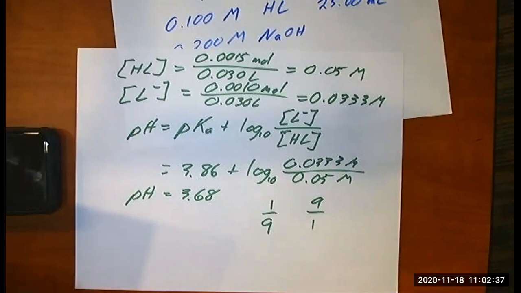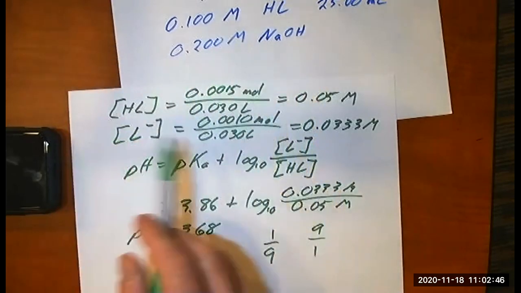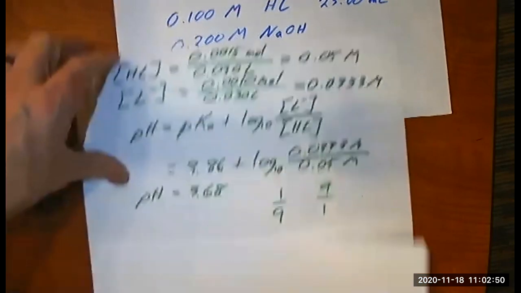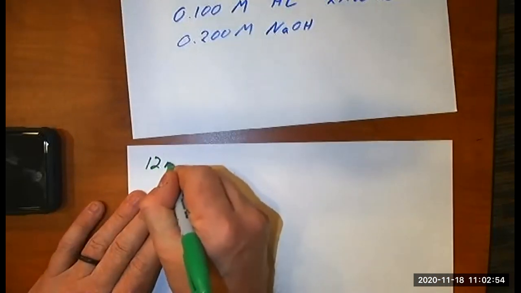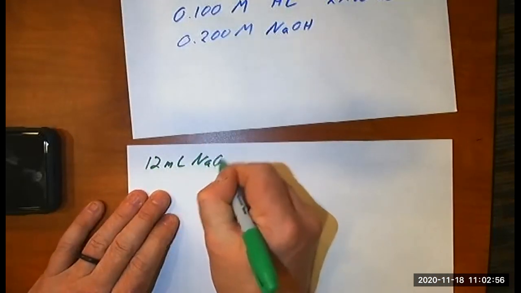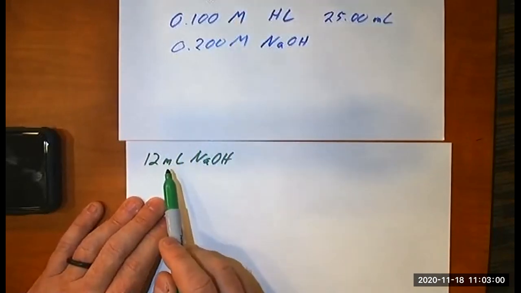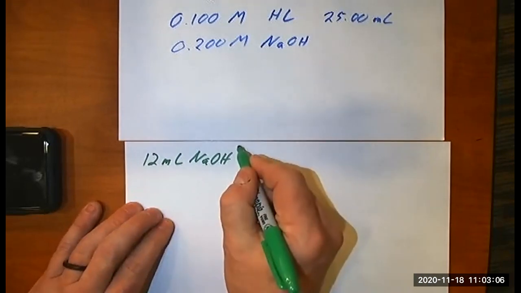Let's do one where, I'm thinking about my concentrations here, that's twice as concentrated, 25. Let's do one where we've added 12 milliliters of sodium hydroxide. So the equivalence point is going to be 12.5 milliliters, so we are a little bit shy of the equivalence point. Let's take a look at that.